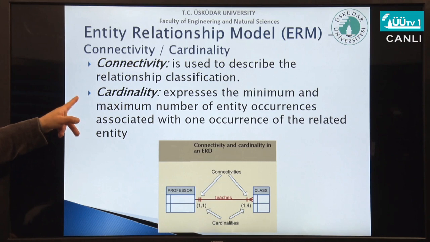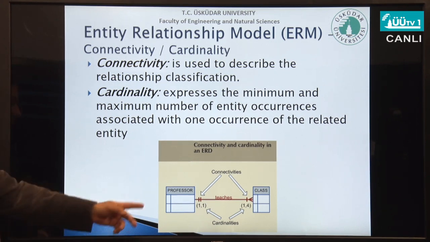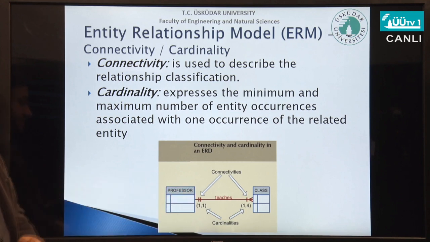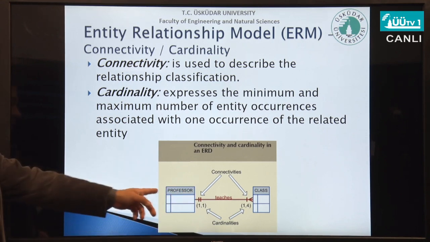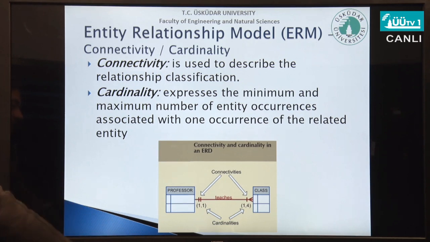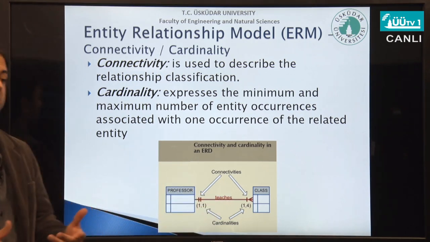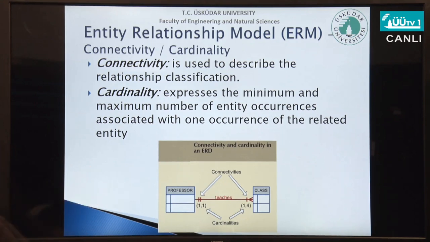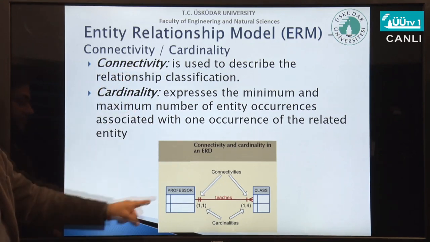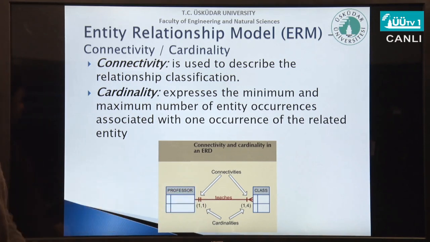Cardinality expresses the minimum and the maximum number for the mapping from one entity to the other entity. So for example, if we talk about the professors and the class, as you can see, one professor is tightly or strongly connected to this class. This is what we describe here. So we say the connectivity here is strong because it's a straight line. If it was a dashed line, we would say it's weak connectivity.